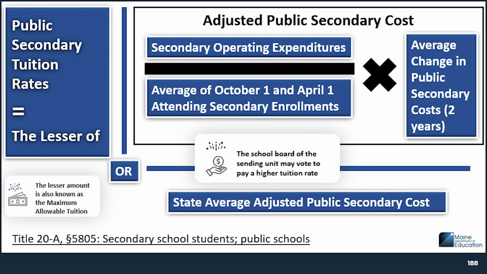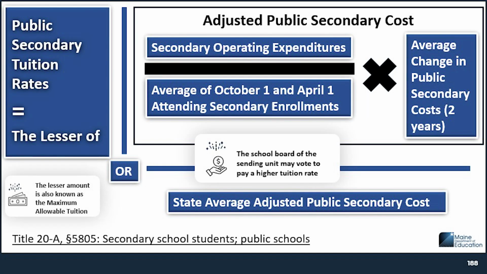The public secondary tuition rates are a little bit different. Again, we take the per pupil operating costs, but then we times that by what we call an inflation factor, which is the average change in public secondary costs over a 2-year period. We calculate that for every SAU, and then we calculate a state average, and then we go back and look at each SAU and determine if their adjusted public secondary cost is higher than the state average. If it is, we assign the state average to that SAU. The lesser amount is known as the maximum allowable tuition, but the sending school board may vote to pay a higher rate.